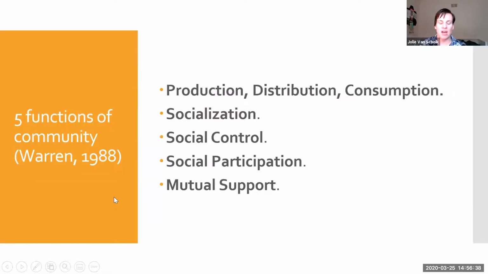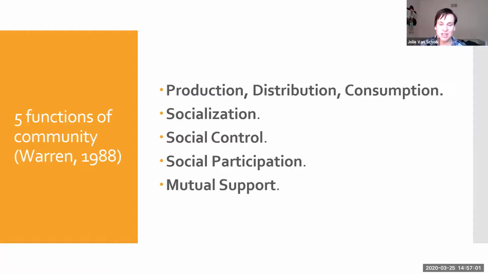So we have five functions of community. The first one is production, distribution, and consumption. So this is making goods, sending goods out, and buying goods. Buying them from producers, distributing them to all of the Targets around the country, and then us people going to Target and hitting the dollar spot more than we wanted to.